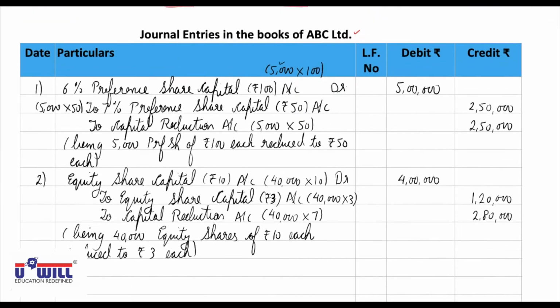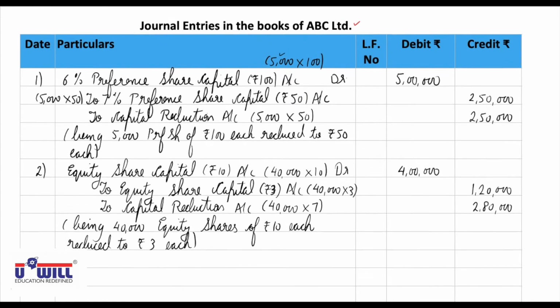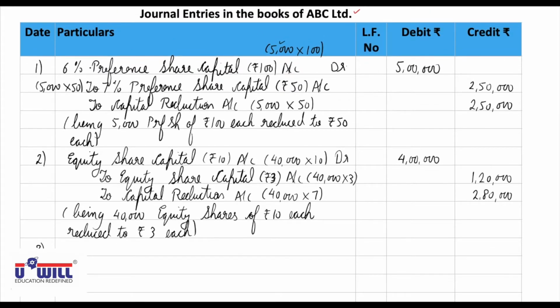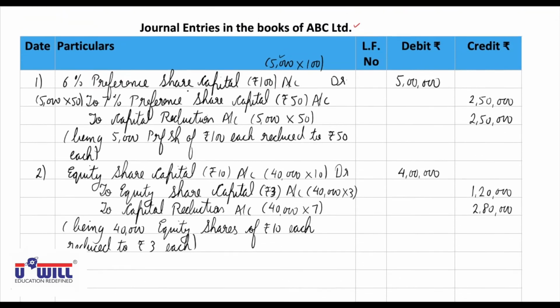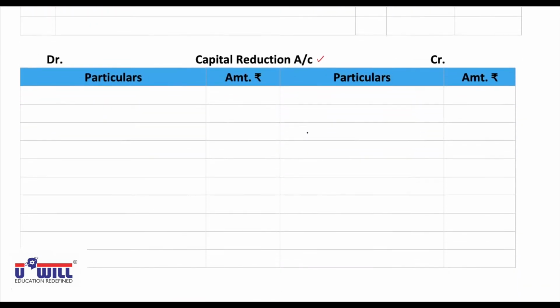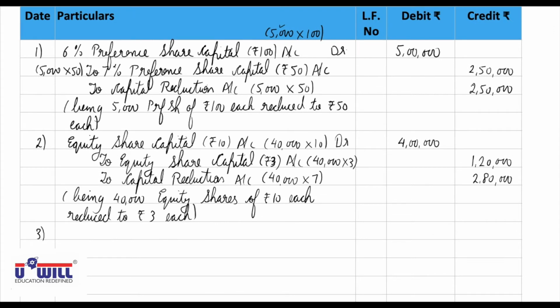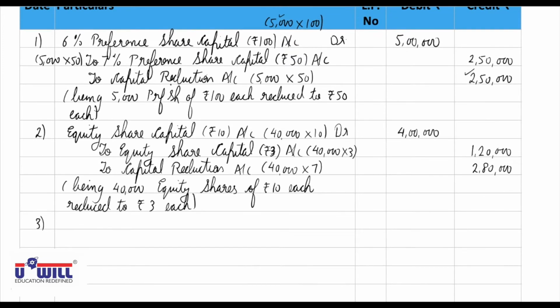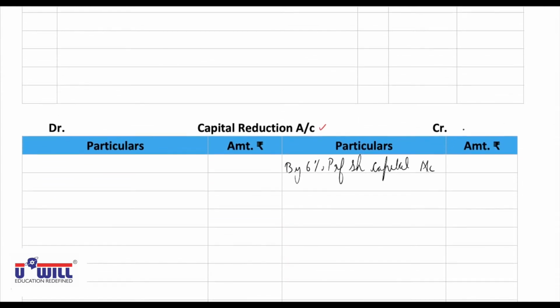Okay, one more thing, first two entries are done. So simultaneously let us do the posting in capital reductions ledger account also. From the first entry to capital reduction, means in capital reduction opposite side by 6% preference share capital account. What they sacrifice is 2,50,000. Okay, to capital reduction means in capital reduction credit side 2,50,000. Opposite account by 6% preference share capital account 2,50,000.